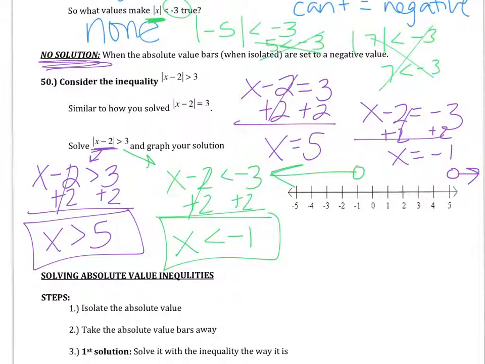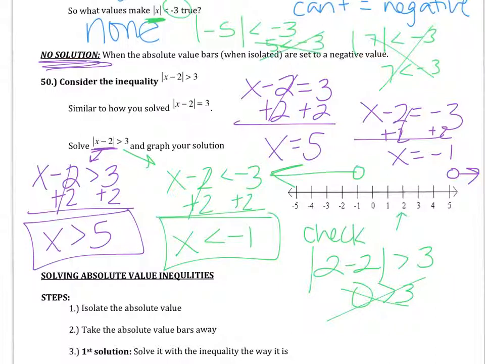So you could plug that back in. Just to check, I'm going to try to plug in 2 and see if that works. Absolute value of 2 minus 2 is greater than 3. 2 minus 2 will give us 0. Absolute value of 0 is 0. 0 is not greater than 3. That does not work, and that proves that that is not one of your solutions.